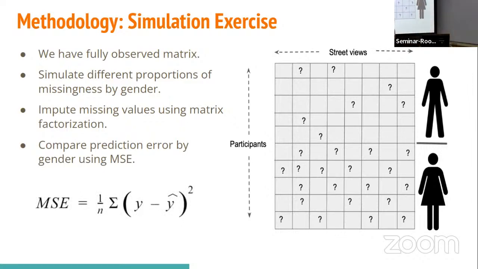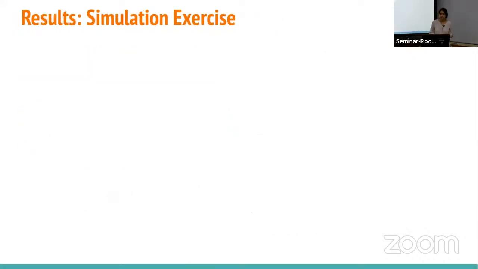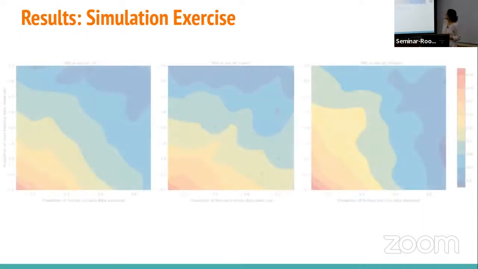Y is the truth. I know this because I have a fully observed matrix. Y hat is the imputed value, and then I square the difference, add it up, and average it. And that's it. I'm just looking at the mean squared error on the data that I'm hiding, right? And so I'm going to show you the results. This is the first time I'm presenting it, so I'm hoping people see what I see, and I'm not just imagining things.